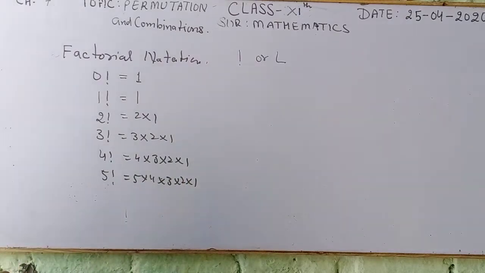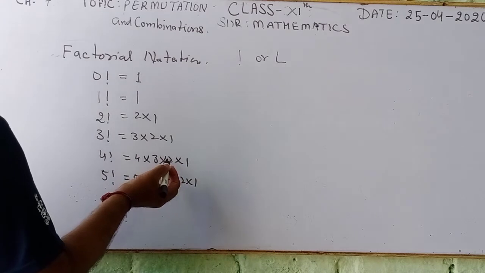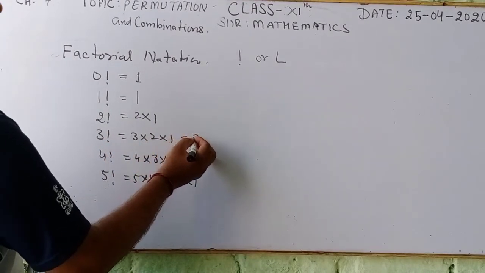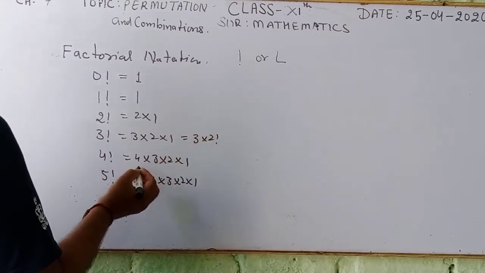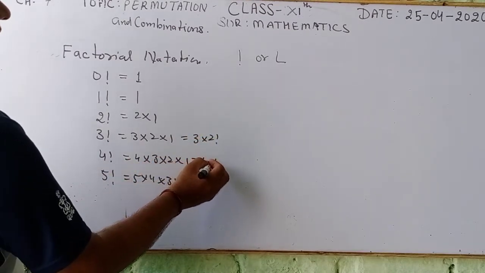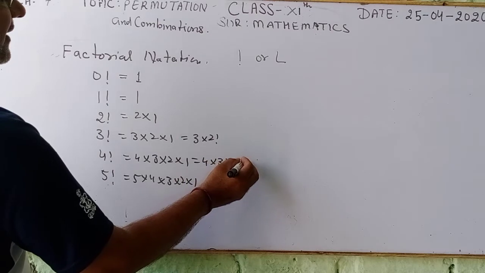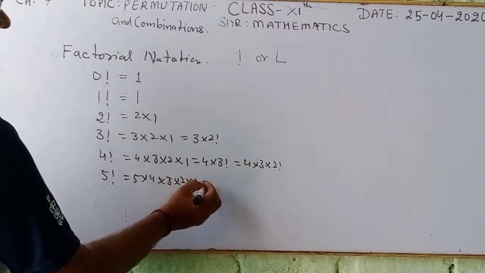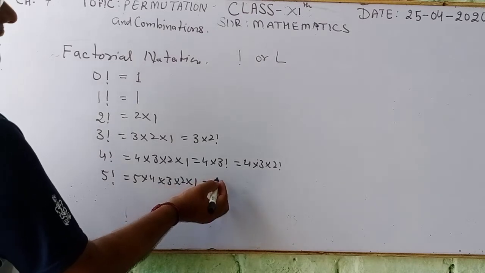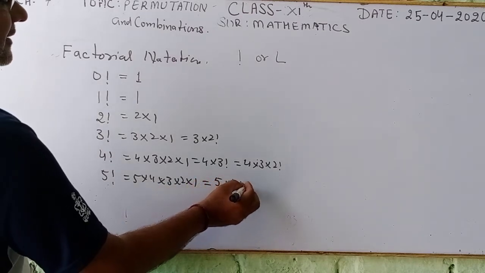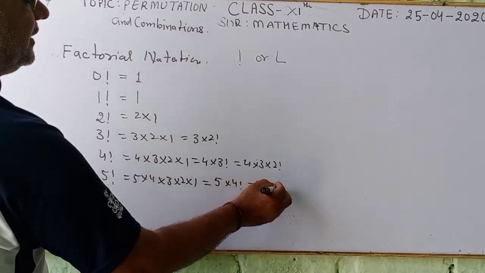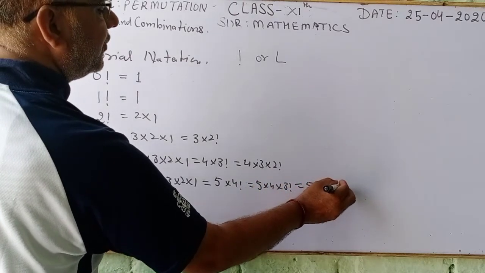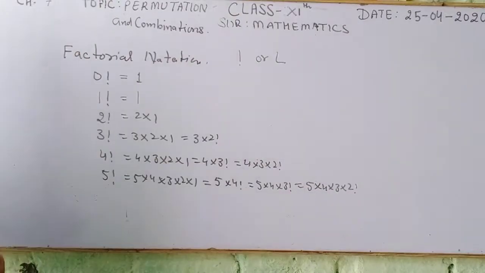Students, look here, we are taking a number and the numbers preceding it. Also we can write 3 factorial as 3 into 2 factorial, and 4 factorial as 4 into 3 factorial, also 4 into 3 into 2 factorial. 5 factorial can be written as 5 into 4 into 3 into 2 into 1, also 5 into 4 factorial, also 5 into 4 into 3 factorial, also 5 into 4 into 3 into 2 factorial.